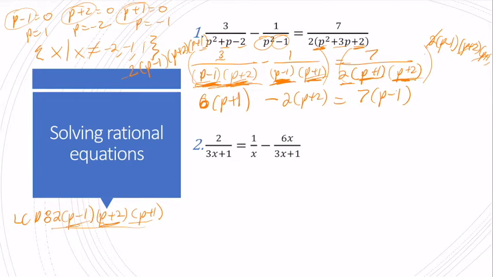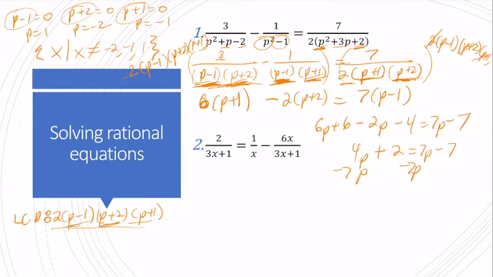I need to go ahead and distribute so I can simplify. I have 6p plus 6 minus 2p minus 4 equals 7p minus 7. I combine like terms on the left. So I have 4p plus 2 equals 7p minus 7. I subtract 7p from both sides. I get negative 3p equals, let's subtract 2 from both sides, negative 9. So p equals 3. And 3 is in my domain, so I am set.